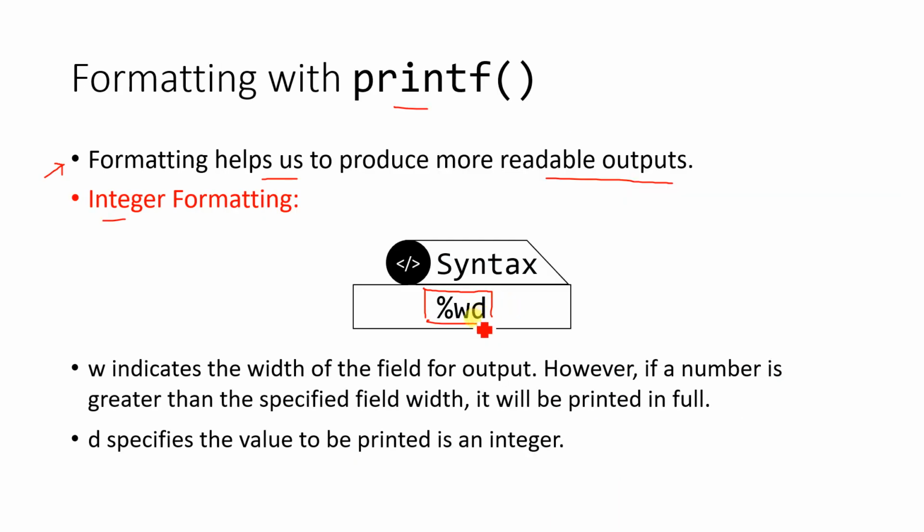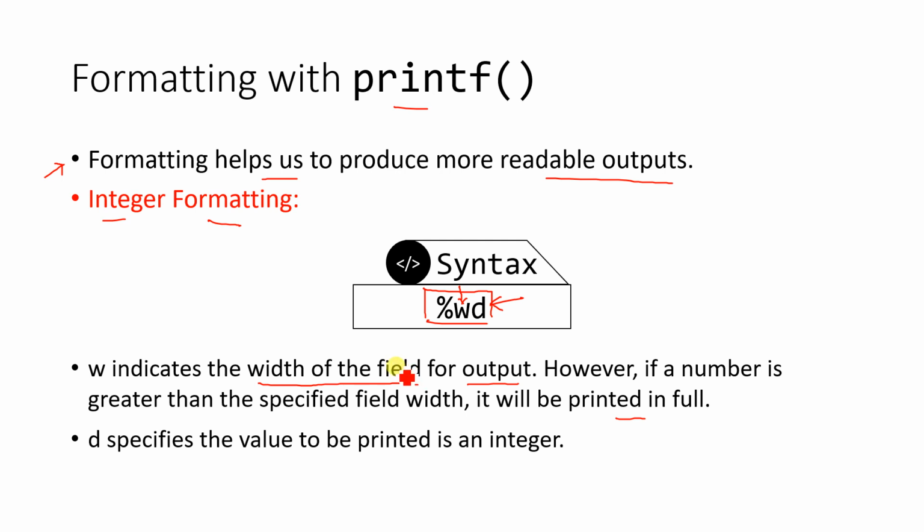So that takes the form %wd, where w can be any integer number because we are talking about integer formatting, and obviously you have to specify the d, that is for displaying integer values. So what is the proper way of explaining w? W indicates the width of the field for output. However, if a number is greater than the specified field width, it will be printed in full. You will understand this within a moment. But just remember that this indicates the width of the field for the output.